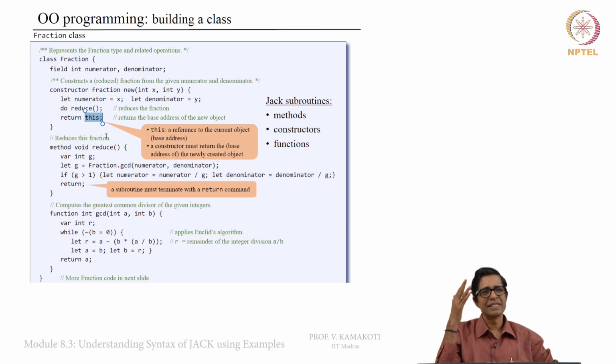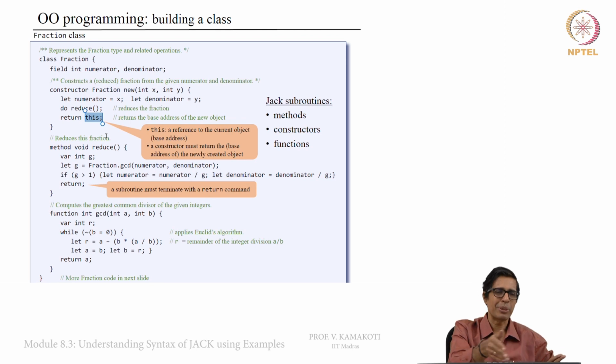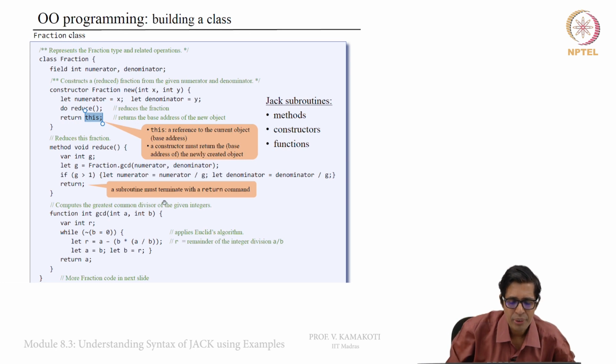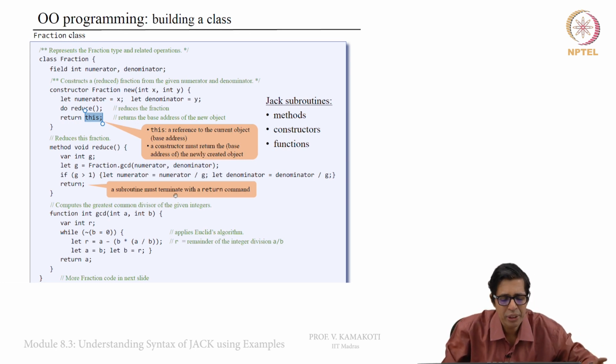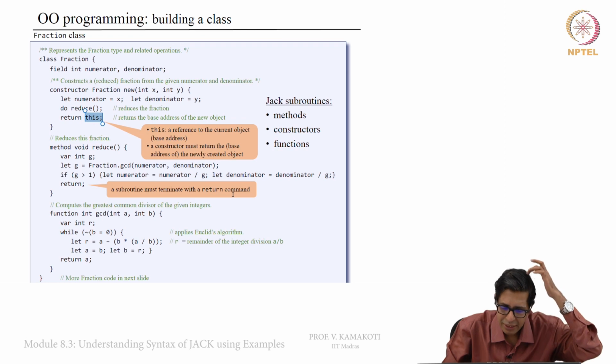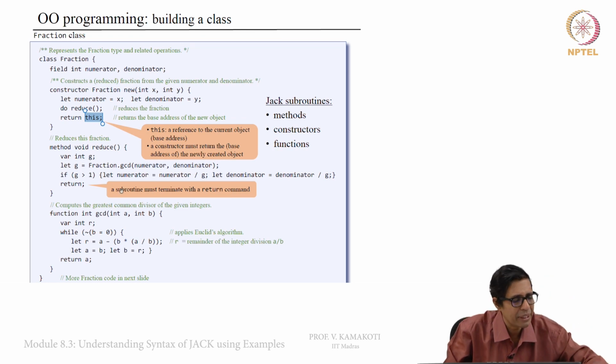We have been using this and that as part of your arg3 and arg4 etc. in your symbol table, in your VM etc. So, this will be used for this purpose, as you see here. So, this will return back the same object here. Always a subroutine must terminate with a return command, and so this is what is happening here.